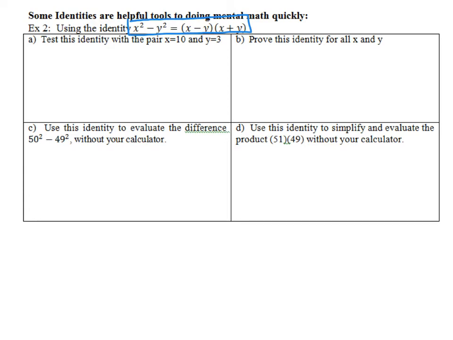Test this identity with the pair x equals 10, y equals 3. So on both the left and right side of the equation, I'm going to substitute 10 for x, so I've got 10 squared, 3 for y, so I've got minus 3 squared, and I want to know, does this equal 10 minus 3 times 10 plus 3?